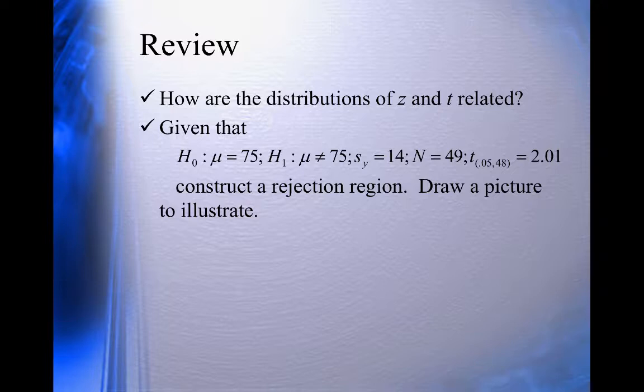Okay, so there's some R code for the t distribution. Take a minute. I want you to explain how the distributions of Z and t are related. And I want you to look at this. The null and alternative are mu equals 75 and not 75. Standard deviation is 14. N is 49. The critical value of t at 0.05 with 48 degrees of freedom, 49 people, is 2.01. So construct a rejection region. Draw a picture to illustrate. So go ahead and do that. Where is your rejection region?